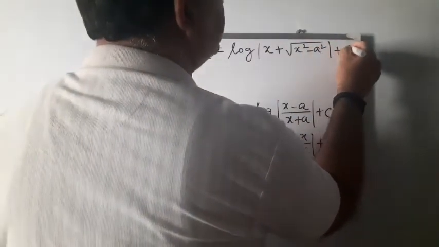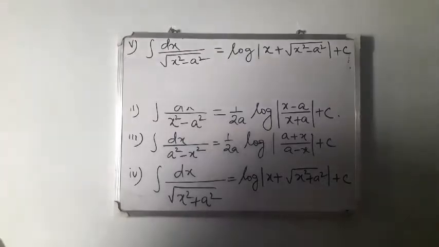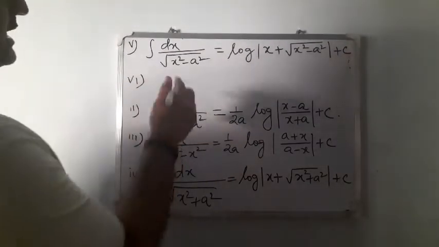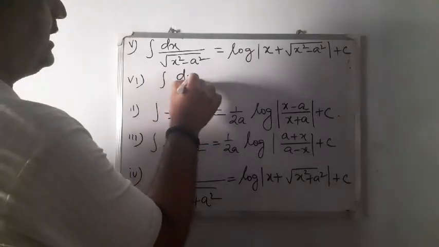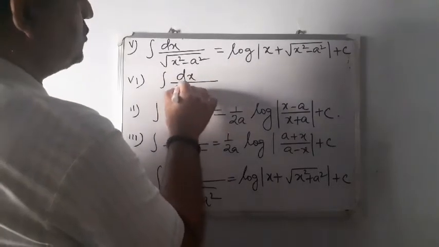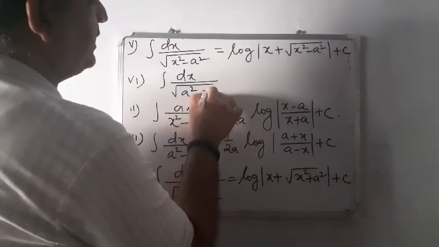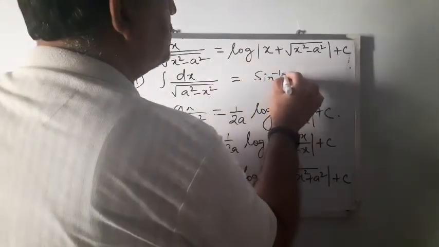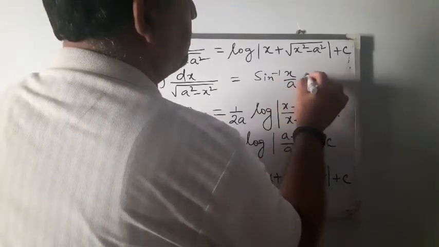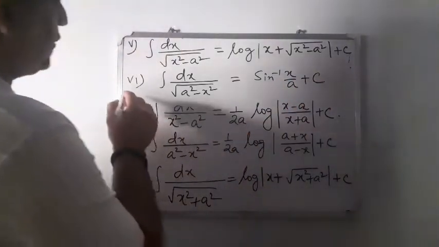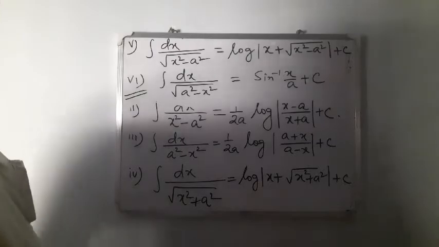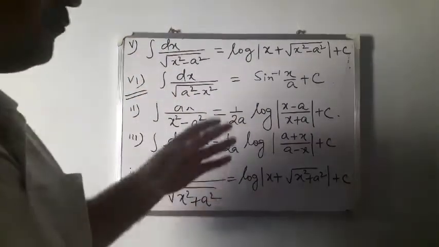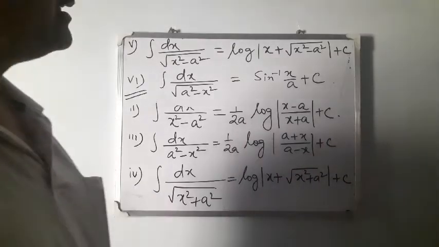And the last one, the sixth one, is integral dx by root over a square minus x square. This is equal to sine inverse x by a plus c. Now we have these six formulae, and using them we are able to complete the next exercise.